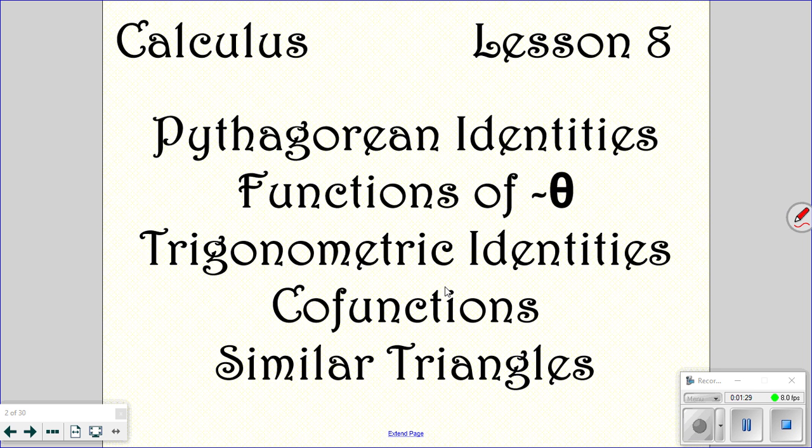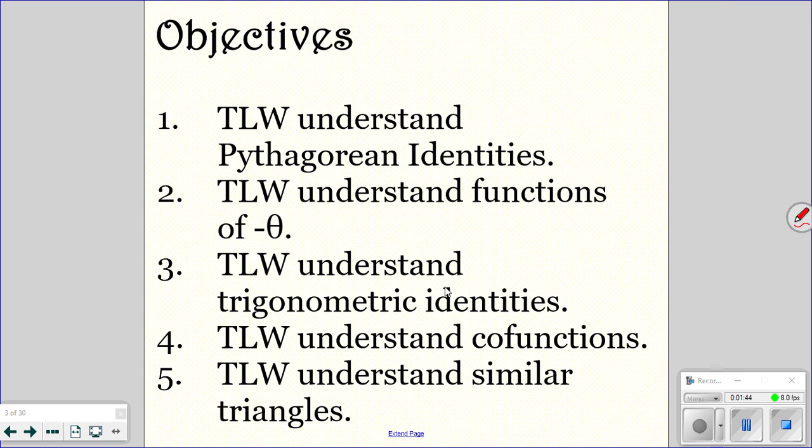We're looking at lesson 8 today in calculus. We're going to deal with Pythagorean identities, functions of negative theta, trig identities, cofunctions, and then we're going to look at similar triangles. So this is a bunch of sine, cosine, and tangent stuff that is hopefully going to be reviewed from last year. And then similar triangles, if I taught you, you probably did it in geometry and algebra 2. And we also do it last year, but it's not really a pre-cal concept. It's more of an algebra 2 or geometry concept.